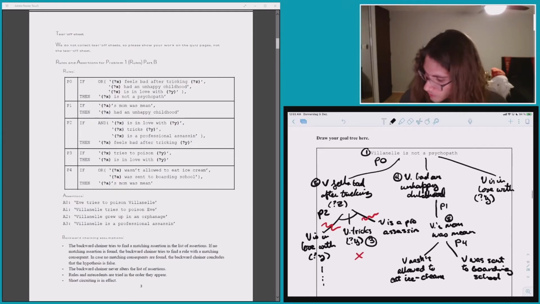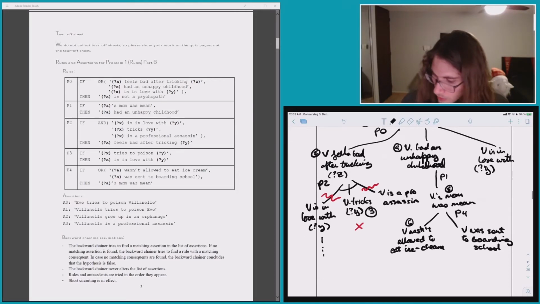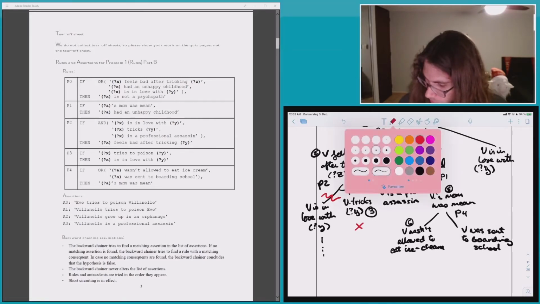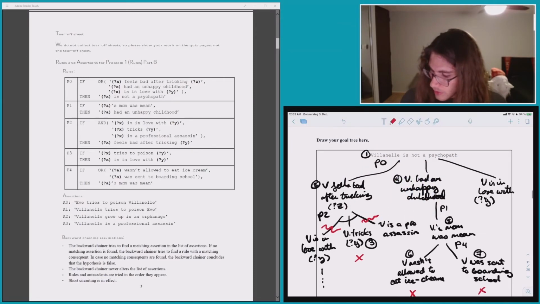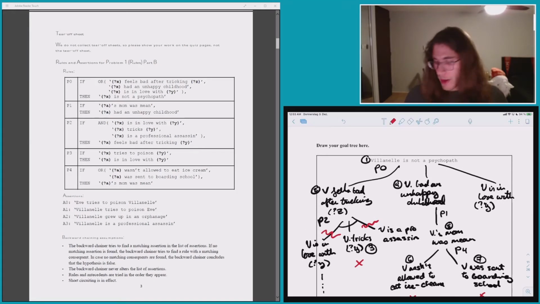Okay, so I'm just going to go ahead. I'm going to be checking 6, and I see that it doesn't match any consequence of any rules, and it doesn't seem to match any assertions. So this one is out of the question. And the same thing happens with V was sent to boarding school. It doesn't match any consequence nor assertions. So this is false. And now, yet again, I'm going to backtrack.